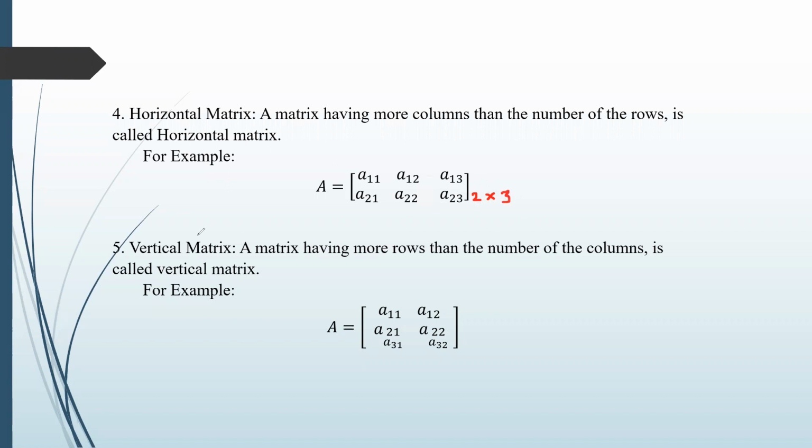So is that clear? Now we go for the fifth point, vertical matrix. If a matrix has more rows than the number of columns, it is called a vertical matrix. In this matrix we see that there are 3 rows and 2 columns. So this matrix is called a vertical matrix. The order of this matrix is 3 by 2.